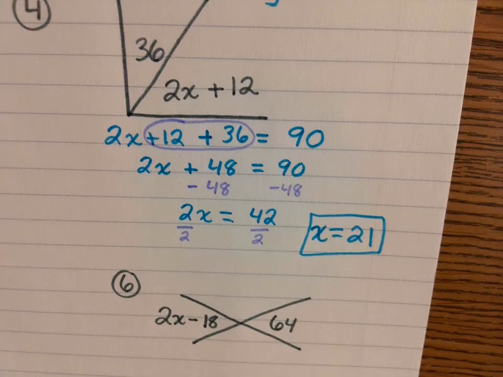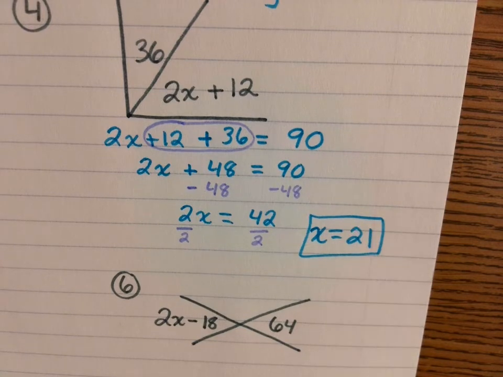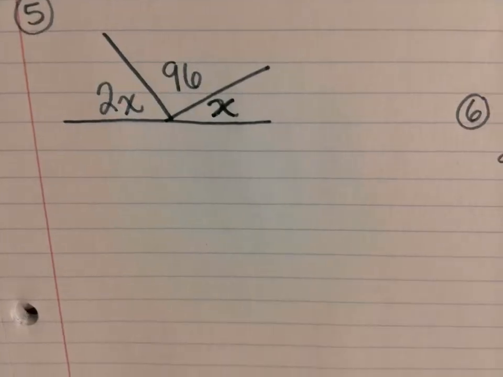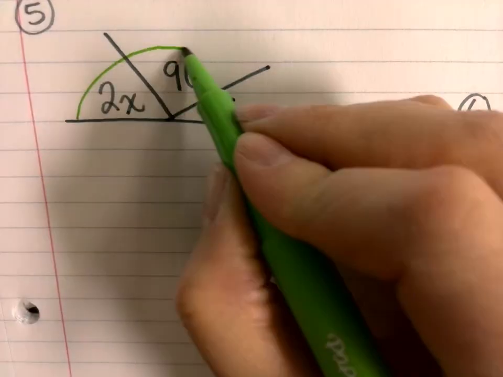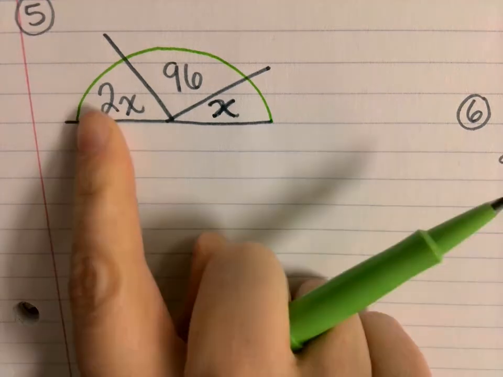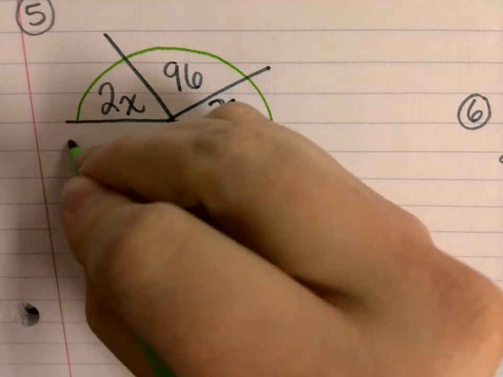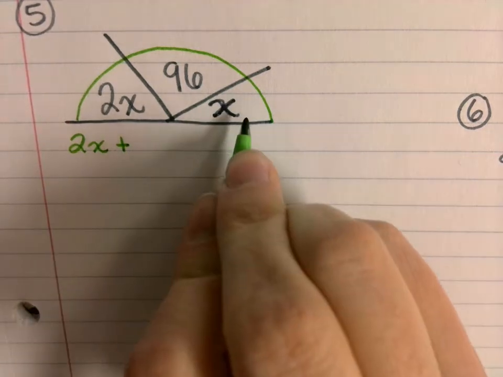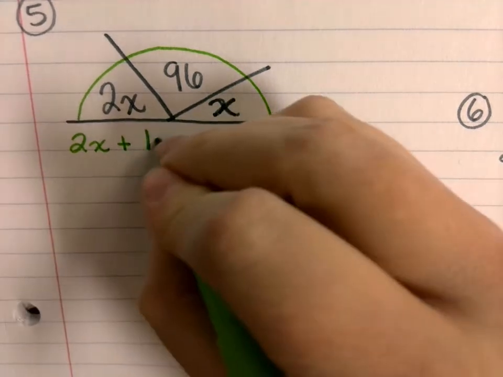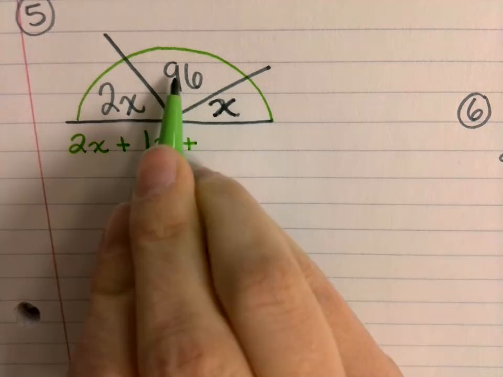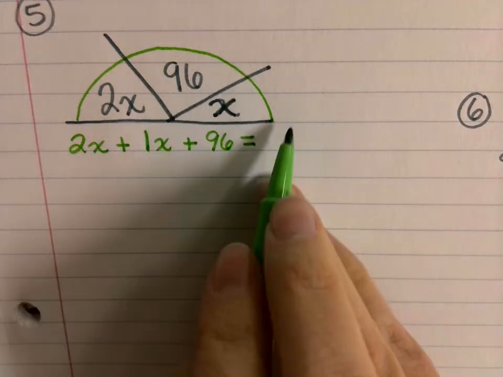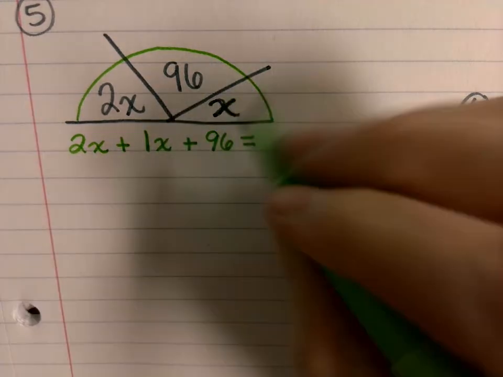Okay, let's try problem 5. For problem 5, again, if we are combining all of these angles together, I'm going to write my variable angles first. So I'm going to put down that I'm going to have 2x plus, remember if it's just x, what's really in front of it? A 1. So I'm going to write a 1x plus that another angle, which is 96, and it should be equal to how many degrees? 180. Okay, it should be equal to 180.